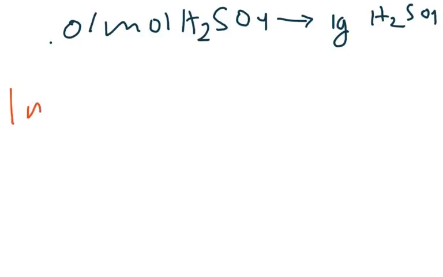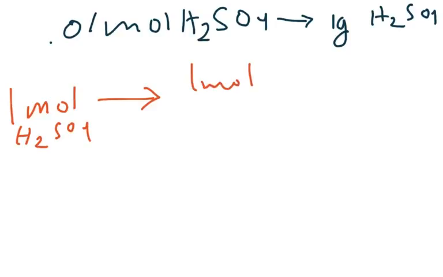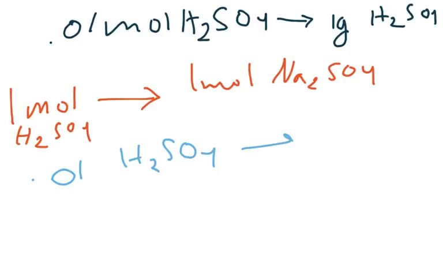that we got from the 1 mole H2SO4 gave us 1 mole Na2SO4, and so 0.01 H2SO4 is 0.01 Na2SO4. Okay, but our work is not finished.